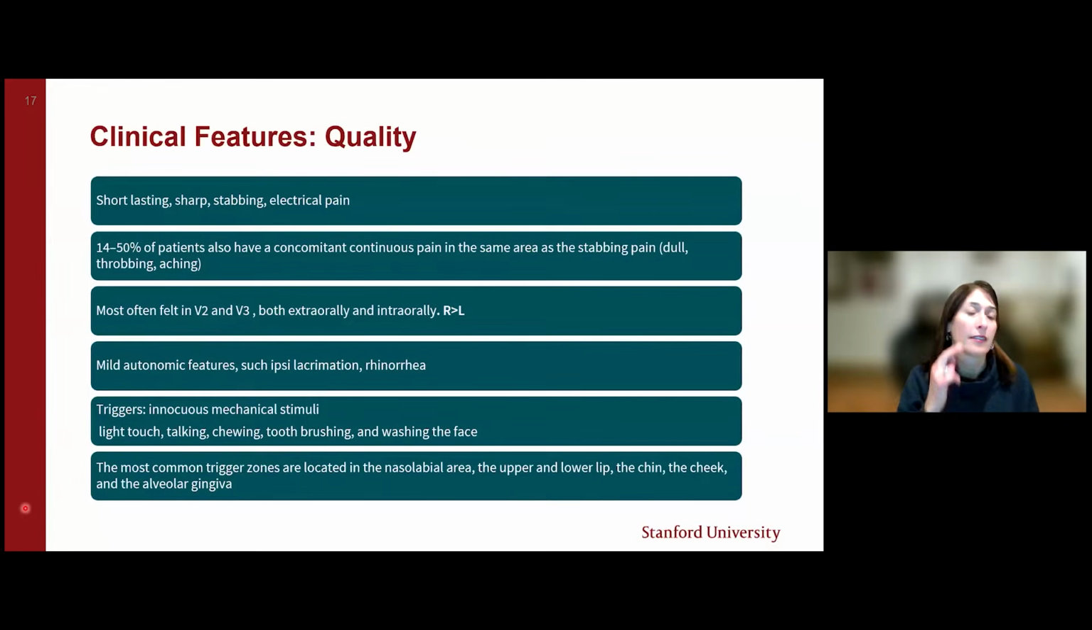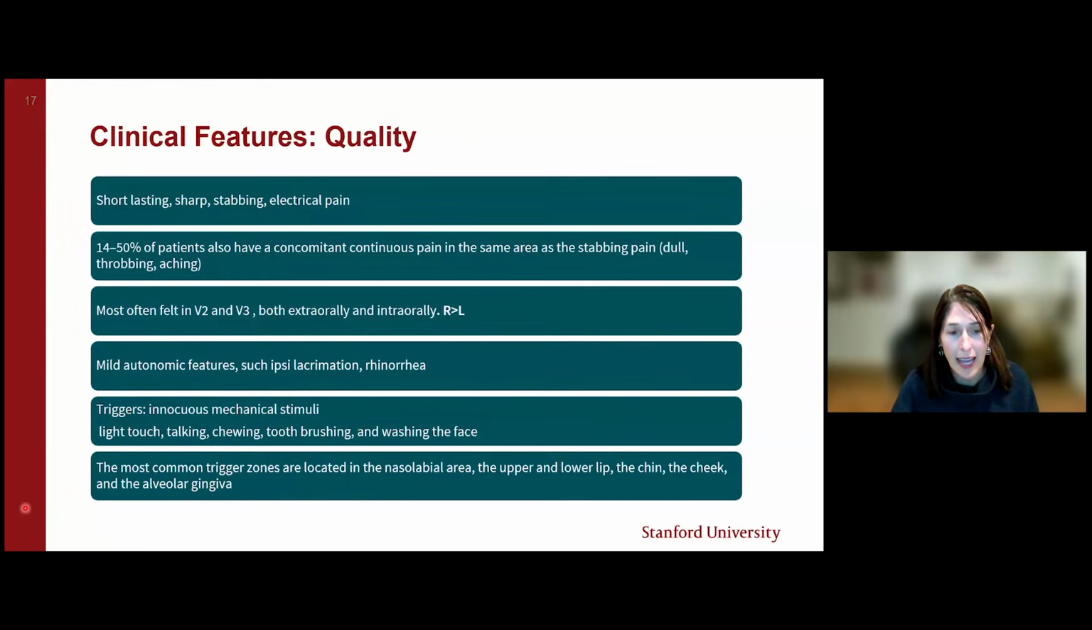It's often felt in the cheek area and the jaw area. That's called the V2 distribution, so the second branch of the trigeminal nerve, and the V3, the third branch of the trigeminal nerve. Interestingly, it's more commonly on the right side than the left side, but people feel it both in the mouth and outside of the mouth. Sometimes you can have some tearing or some runny nose on the, sorry, this is medical language, ipsilateral side, so the same side as the pain.